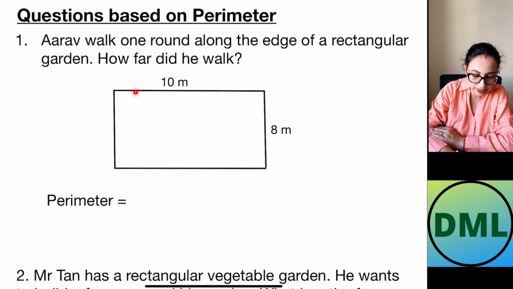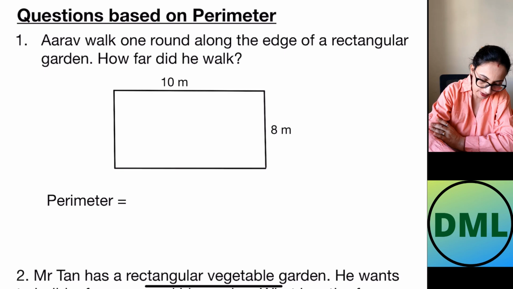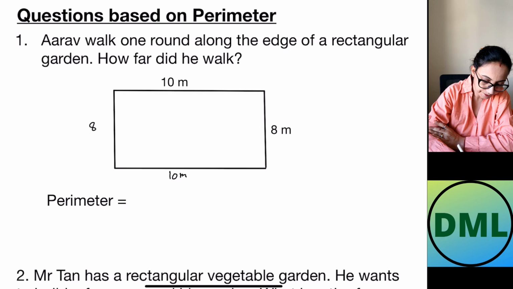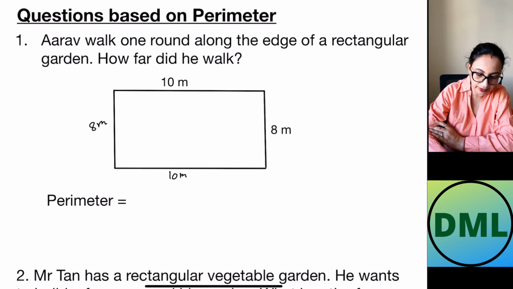We know that this side of the rectangle is the same as this side of the rectangle. So if this is 10 meters, this is also 10 meters. Let's write down 10 meters here. This is the breadth, which is 8 meters, so this is also the same, which is 8 meters. Let's write down 8 meters here. I need to calculate the distance. I need to add all the distance of the perimeter.